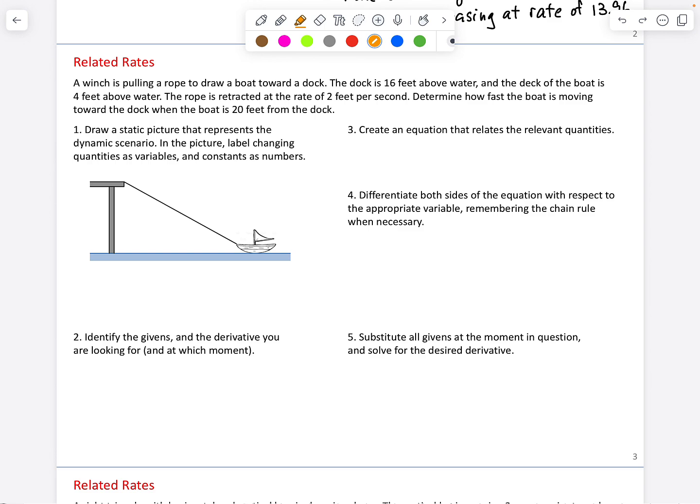A winch is pulling a rope to draw a boat toward a dock. The dock is 16 feet above water, and the deck of the boat is 4 feet above water. The rope is retracted at the rate of 2 feet per second. Determine how fast the boat is moving toward the dock when the boat is 20 feet from the dock.